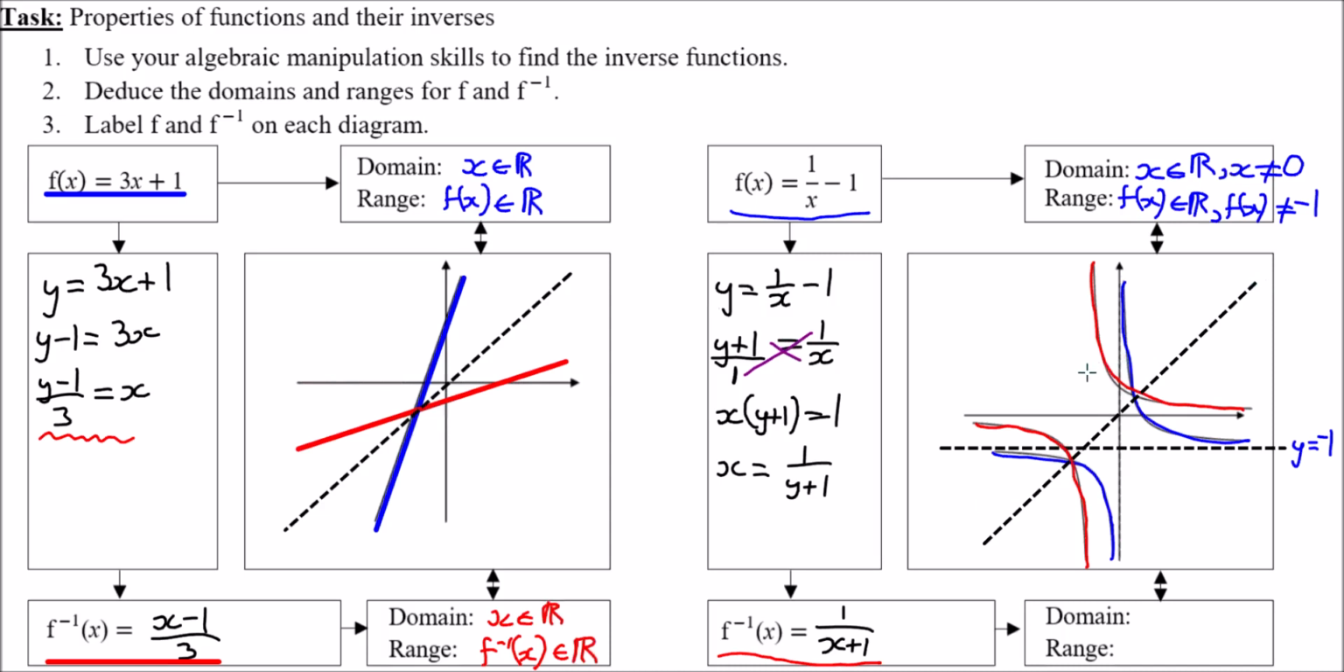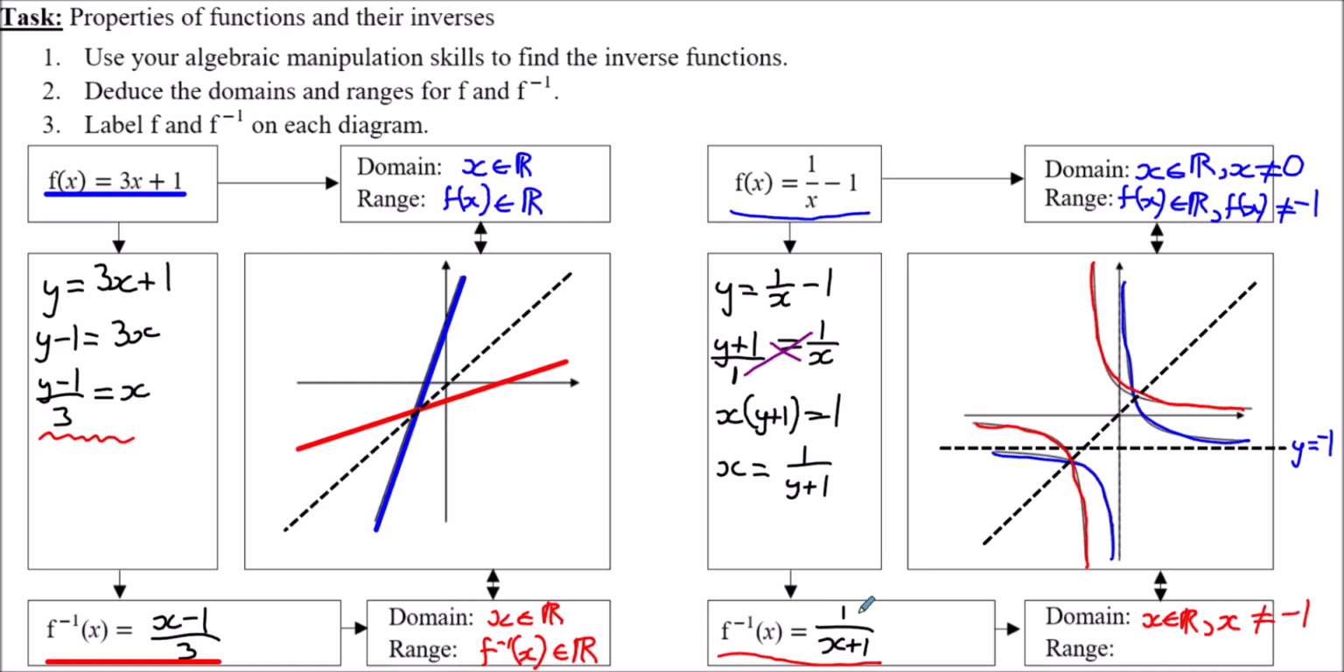So the next bit, the domain and range of the inverse. The domain of the inverse is the same as the range of the original function. So the range of the original function is that it could be any real value apart from negative 1. In the same way here, you can see that if x were negative 1, that would just make the whole thing explode. So here the domain is x, any real value, but x cannot be equal to minus 1.